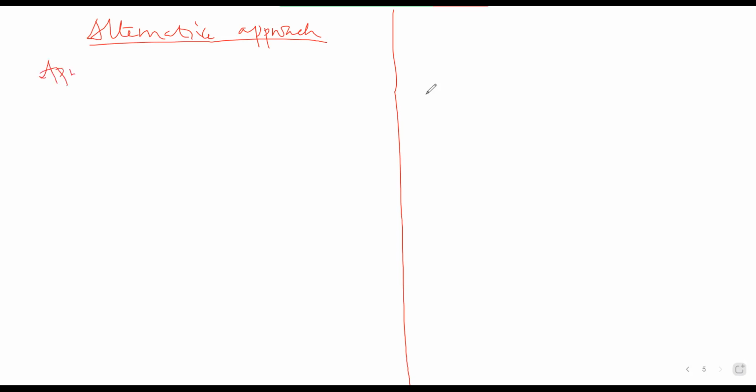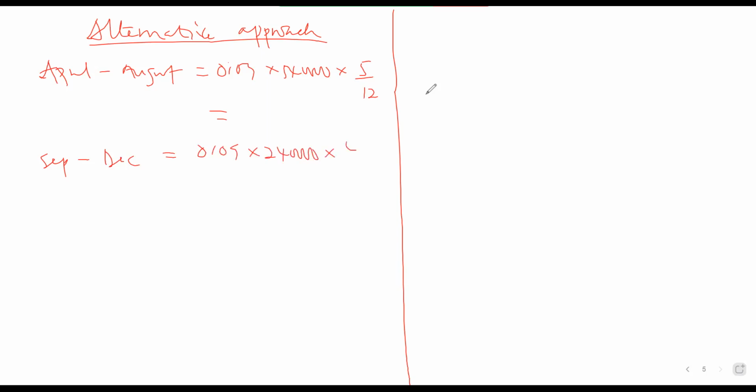We can say that from April to August, we have invested all the 540. So 0.09 times the 540 times the 5 over 12. Then we say that from September to December, we have invested 0.09 times the 240,000, and that will be times 4 over 12. So what are we getting for the first one? $20,250. Okay. The second one will be what?